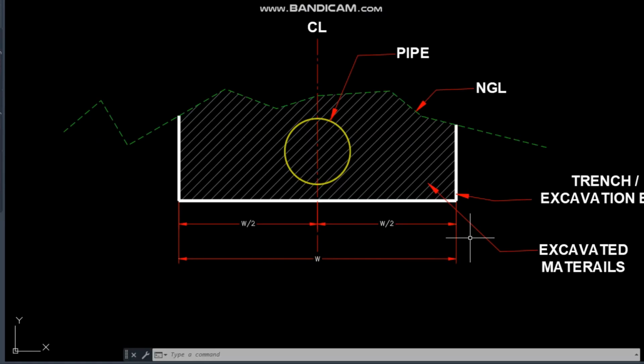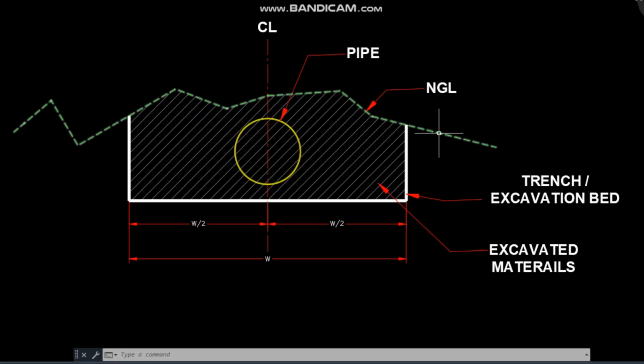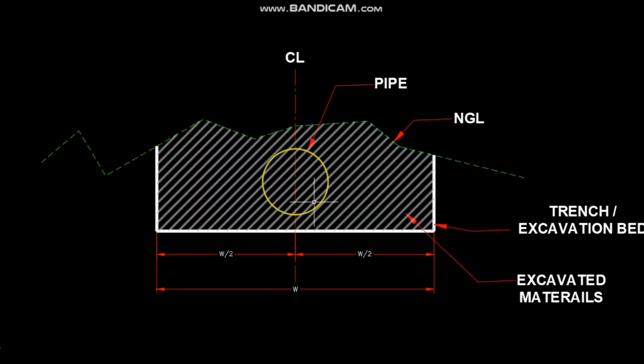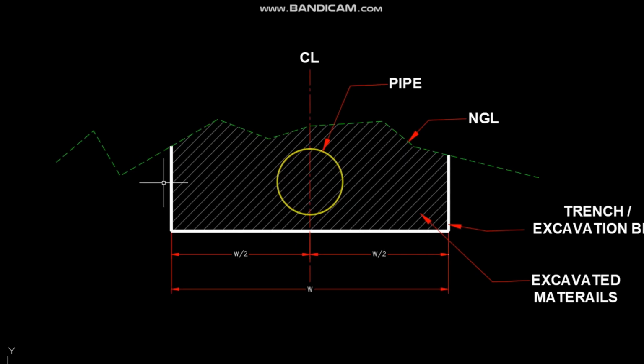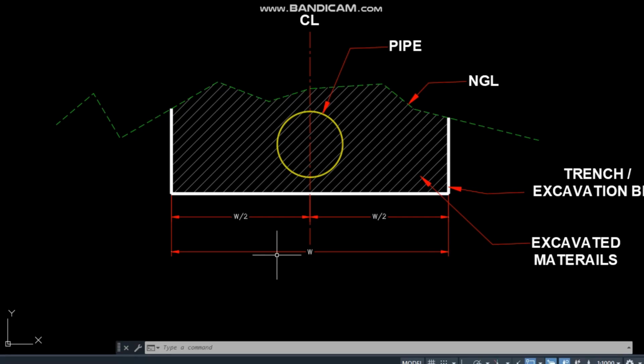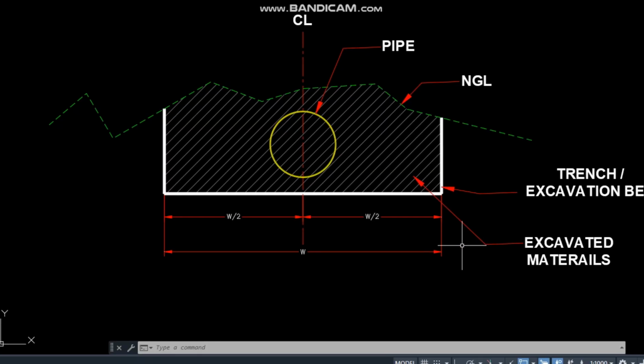Today's video is about how to calculate excavation quantity per trench. Suppose this is our natural ground, and for this pipe we will excavate a trench. The total width of the trench may be any value from the drawing. You can take it from the typical section, and this material we will calculate today.